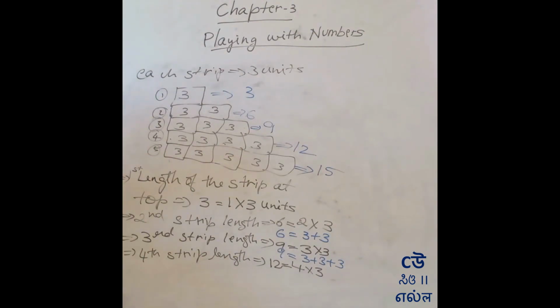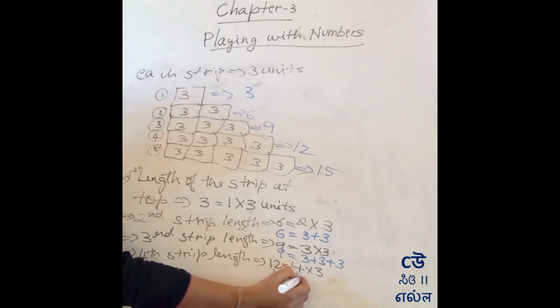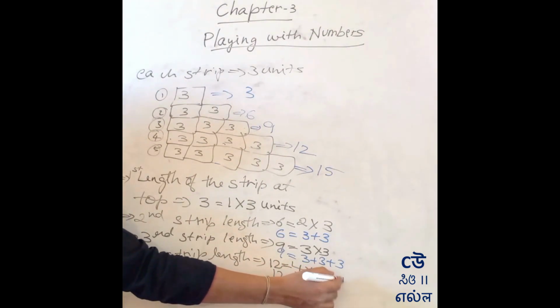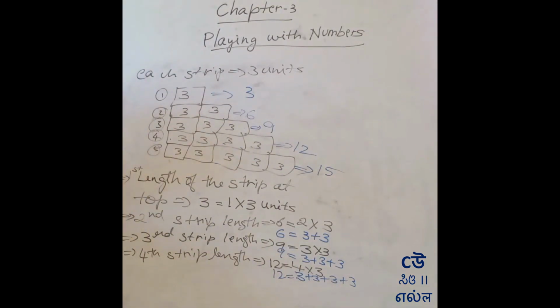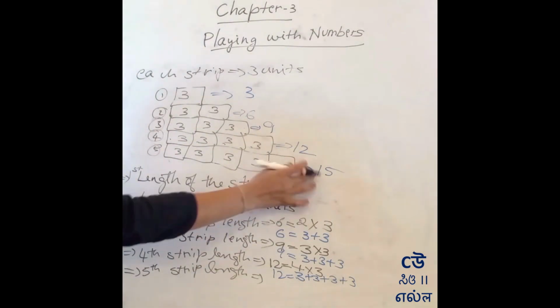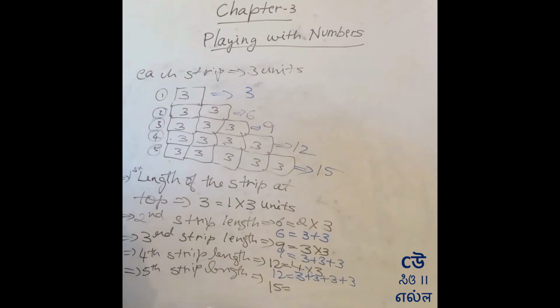One more way, how can you write length as 12? It is equal to 3 plus 3 plus 3 plus 3. So if you add 3 4 times, you will get the answer as 12. Okay. Next, fifth strip length. So fifth strip length is how much? 15. So 15 is equal to how many strips do you have? 1, 2, 3, 4, 5. 5 strips you have in total.